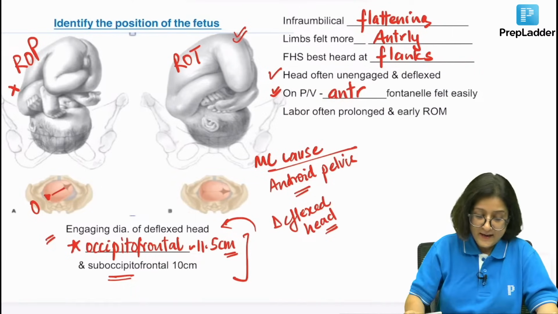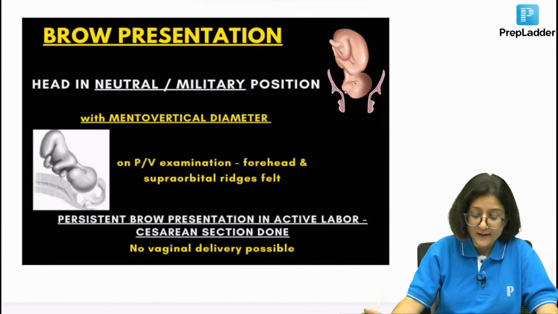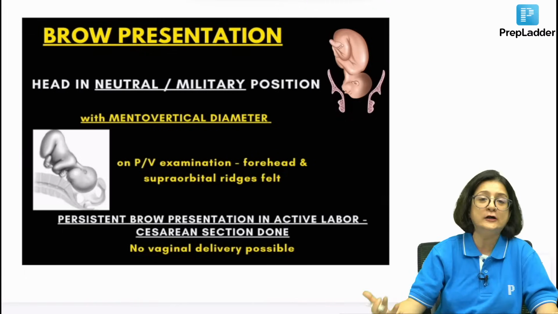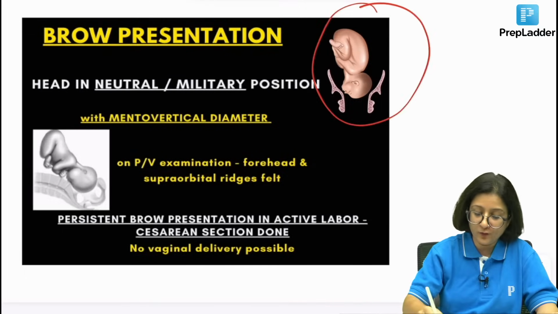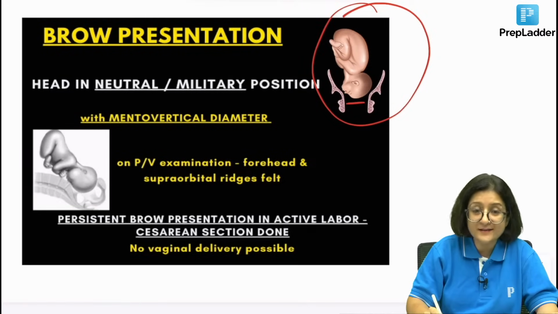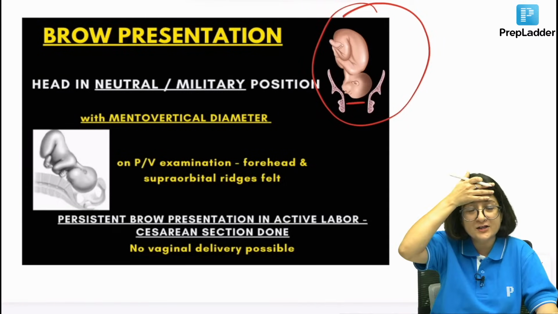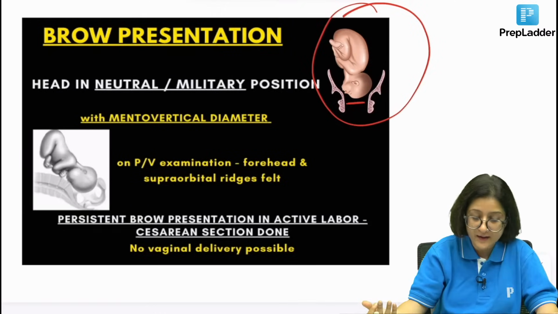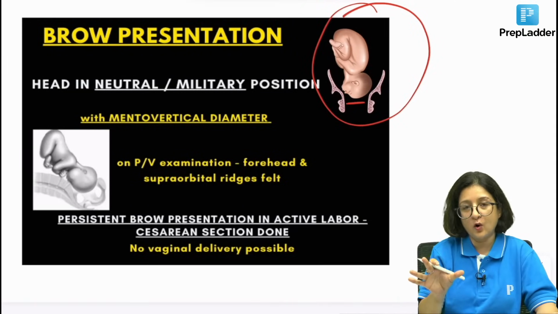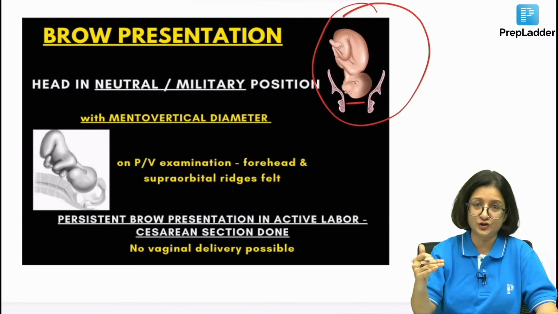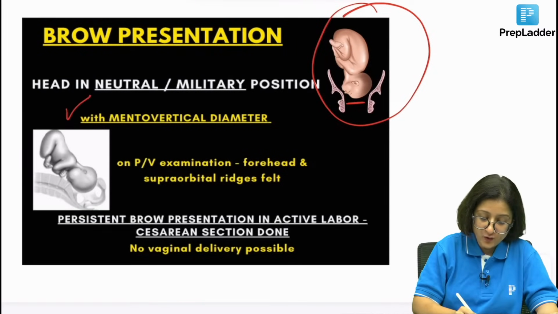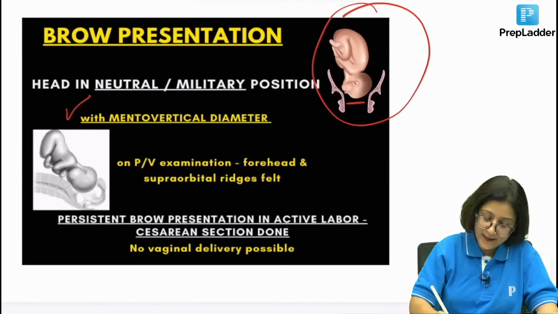All right, now next flashcard. You were talking about mento-vertical, brow presentation. Here are quick pointers. It could be an image of brow presentation like this. You can see that this forehead region is what becomes the presenting part. The head is in neutral or military position, as we call it. It is midway between flexion and extension, and the diameter that is trying to engage is the mento-vertical diameter.